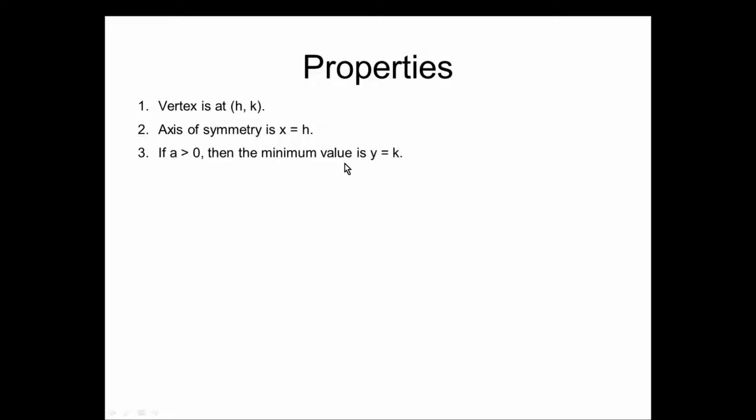If a is greater than 0, the parabola opens up, so there is a minimum value. Remember, the y-coordinate, the functional value, is the max or the min. The x equals h is where it is. The y equals k is what it is. And the second part of number 3, if a is less than 0, then the maximum value is y equals k. Now, if a is less than 0, that is, the coefficient of x squared is negative, the parabola is upside down. And that's why you have a maximum value.